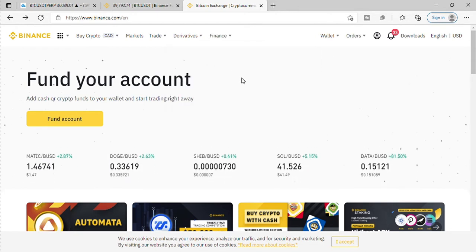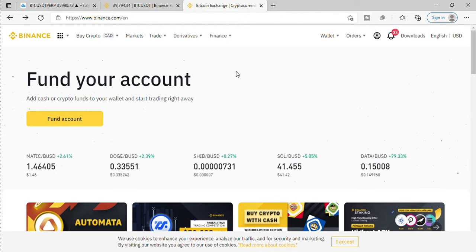Alright, so how do you use Binance Futures? First of all, you need to have a Binance account. Once you create a Binance account, you will be brought into this page. This is the home page of Binance, as you can see.